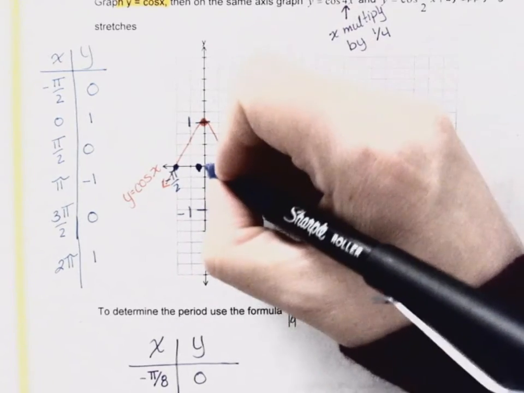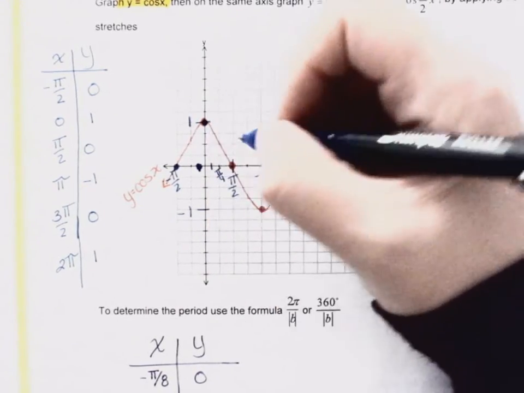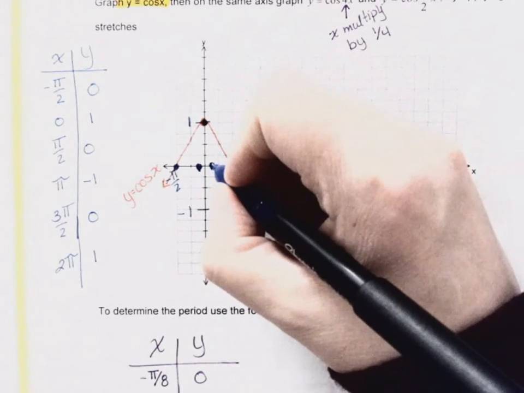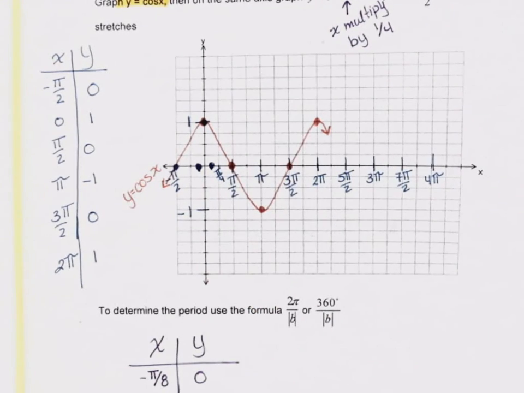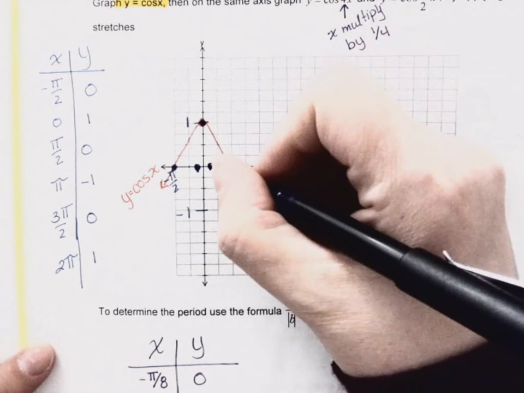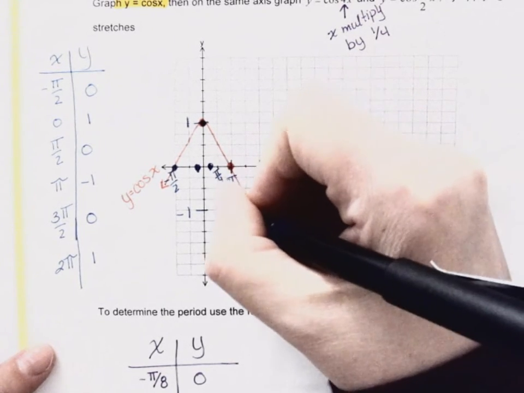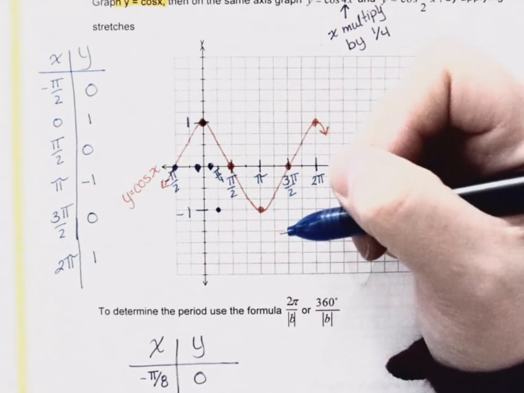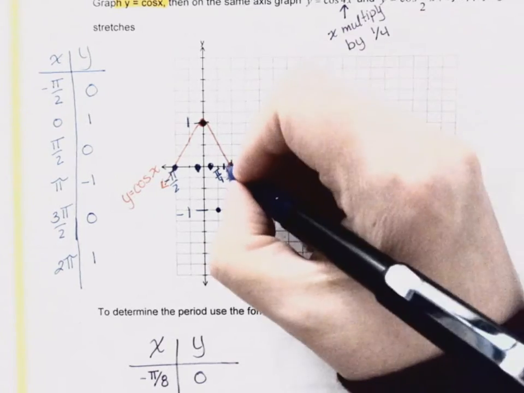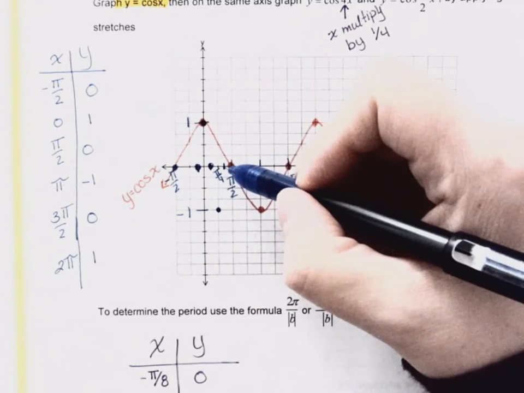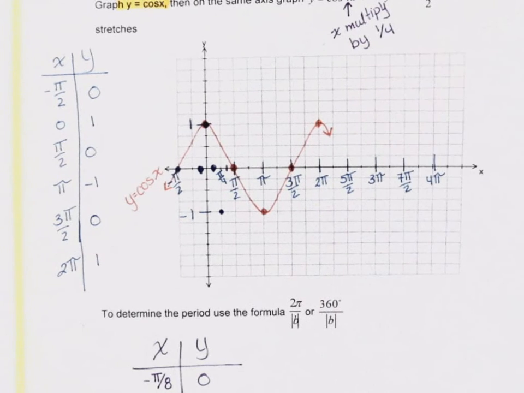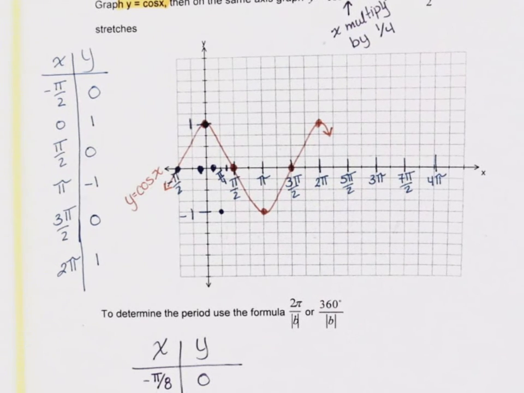And then at 0, we're at 1. And then at positive pi over 8, we're at 0. Do you see how squishy this graph is? Very squishy. So at pi over 4, we're at negative 1. And then at 3 pi over 8, that's right there. It's halfway in between pi over 4 and pi over 2.